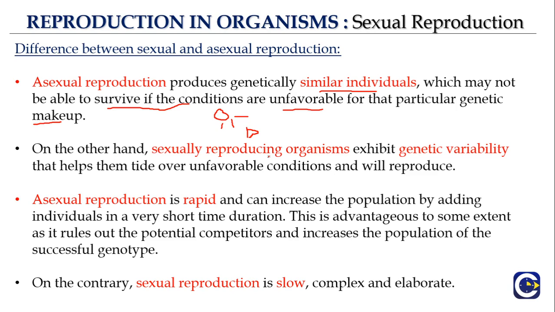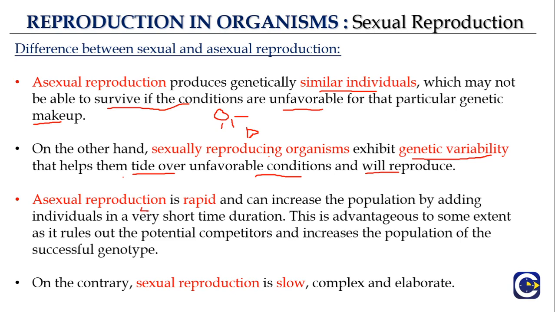On the other hand, sexually reproducing organisms exhibit genetic variability, that helps them to tide over unfavorable conditions and reproduce. In sexually reproducing organisms, because there is exchange of genetic material and there is genetic variability, the organism can generally survive under unfavorable conditions and will be able to reproduce.